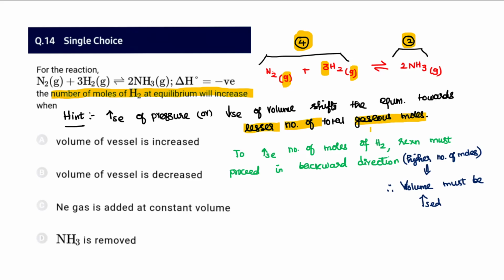Now here I want the hydrogen moles to increase, which means the reaction has to proceed in the backward direction, so from 2 to 4 there must be an increase in the total number of gaseous moles. So there must be an increase in the volume. Therefore, for the 14th question, option A seems to be the correct one.